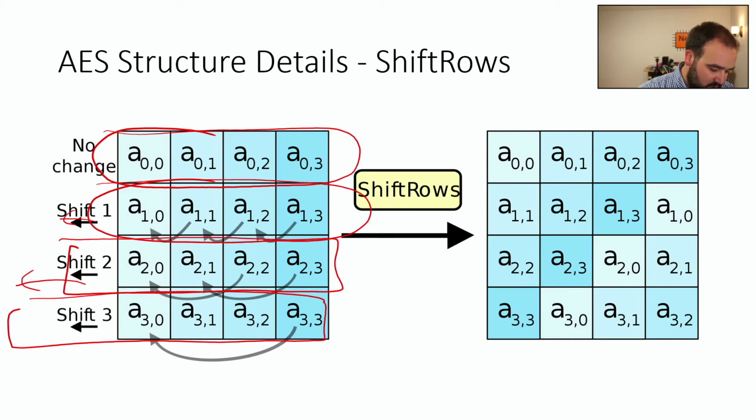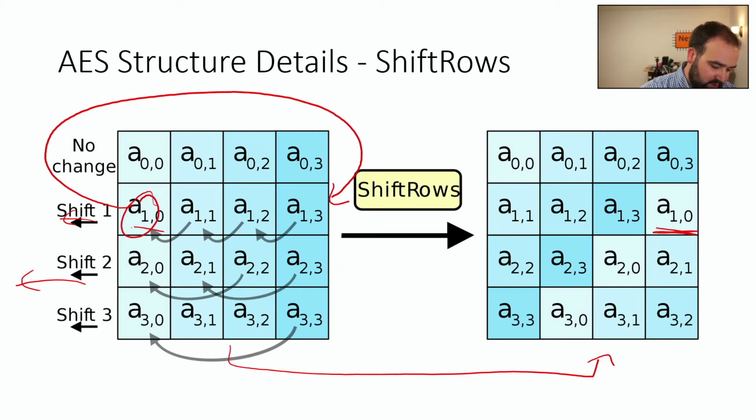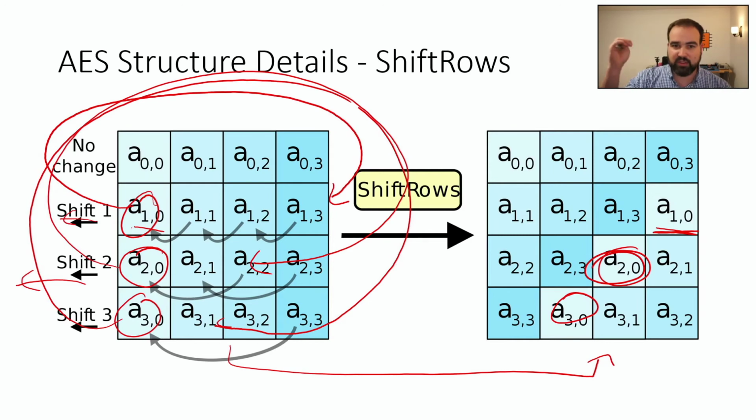So the new value of it is written over here. And you can basically see it also wrapped around. So this byte here, for example, is going to wrap around here. And you can see A10 is now in this location. A20, right, is going to wrap around to here. So you can see it's in this location. And A30 is going to wrap around to the next location. So shift rows is simply shifting the order of those bytes around.